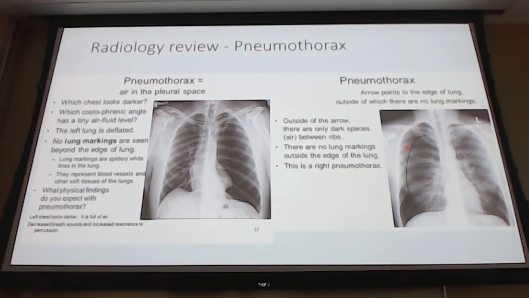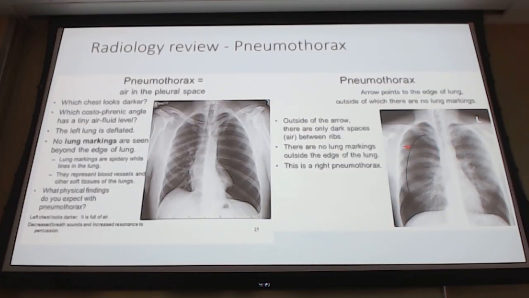Okay, you may see a little tiny fluid air level, okay, on the costophrenic angle. Okay, it may have a little bit of a meniscus sign if there's blood, okay, or if there's a pleural effusion along with a pneumothorax, okay? And if it's blood plus air, it's a hemopneumothorax. All right.